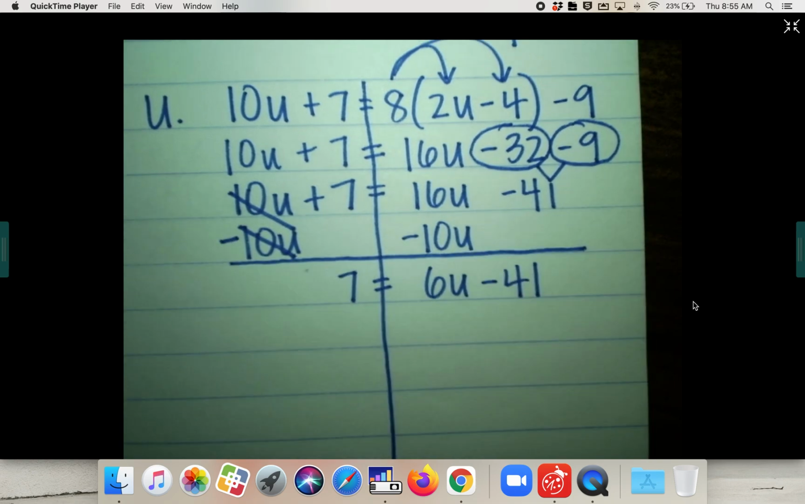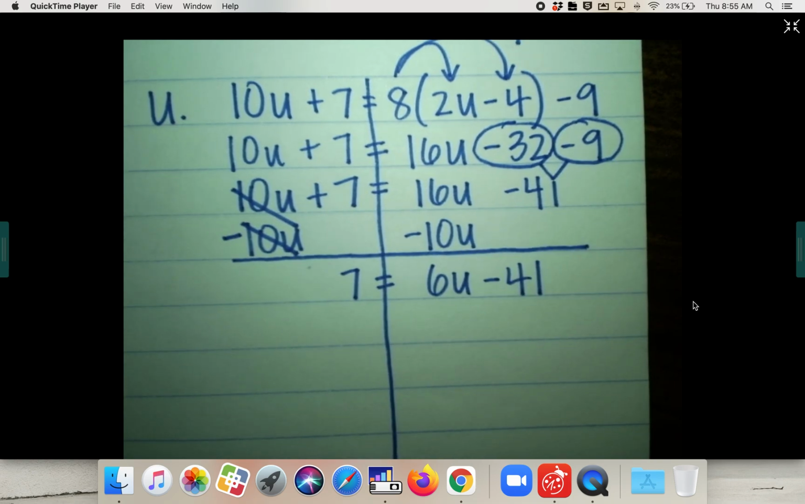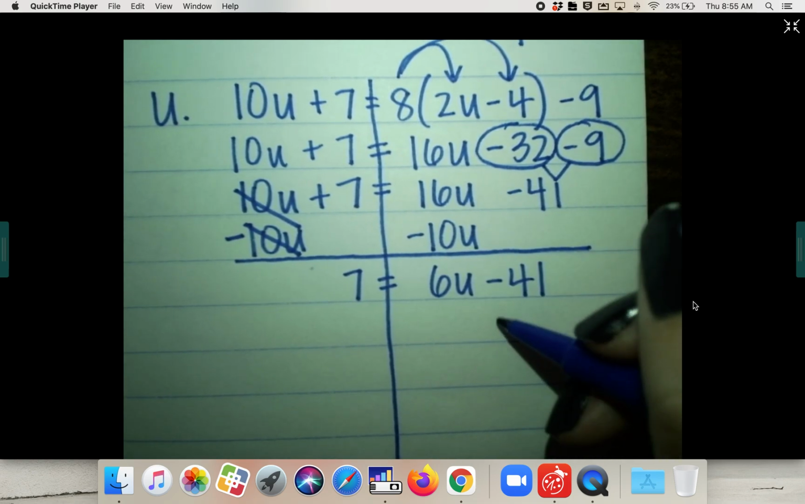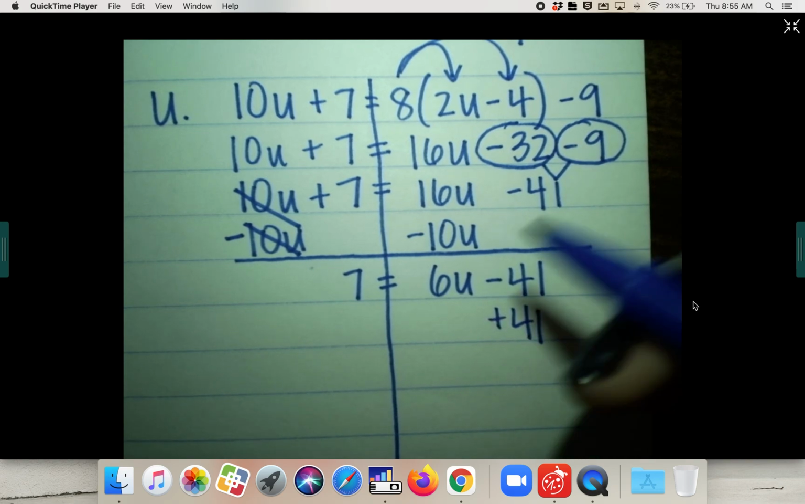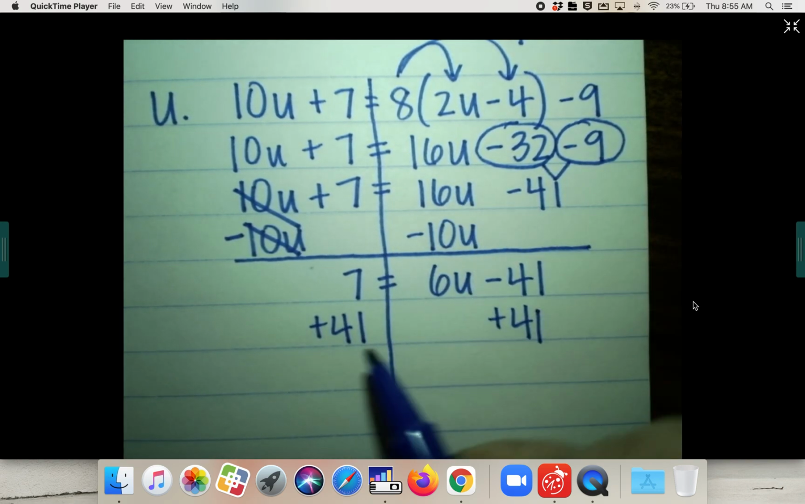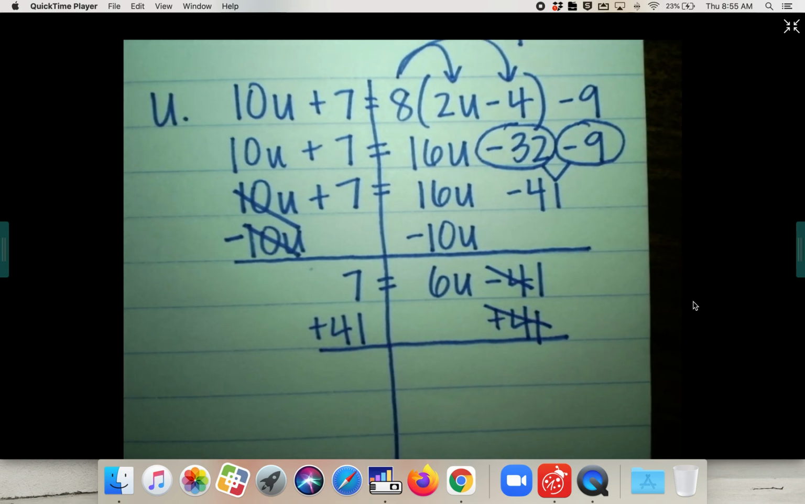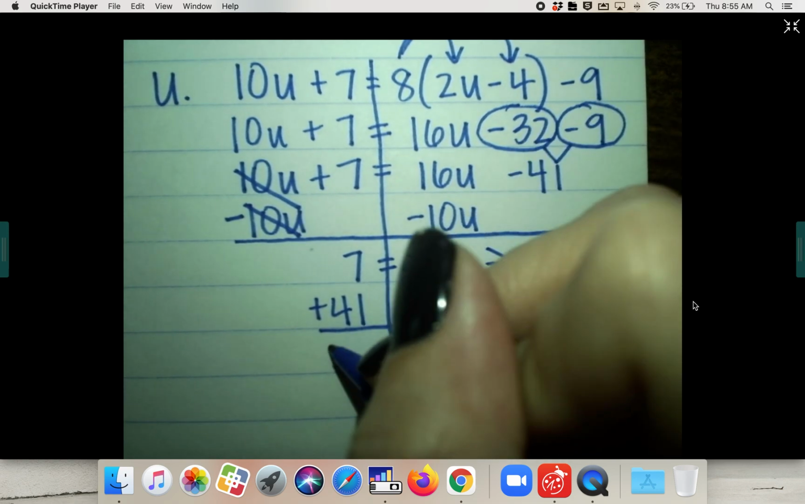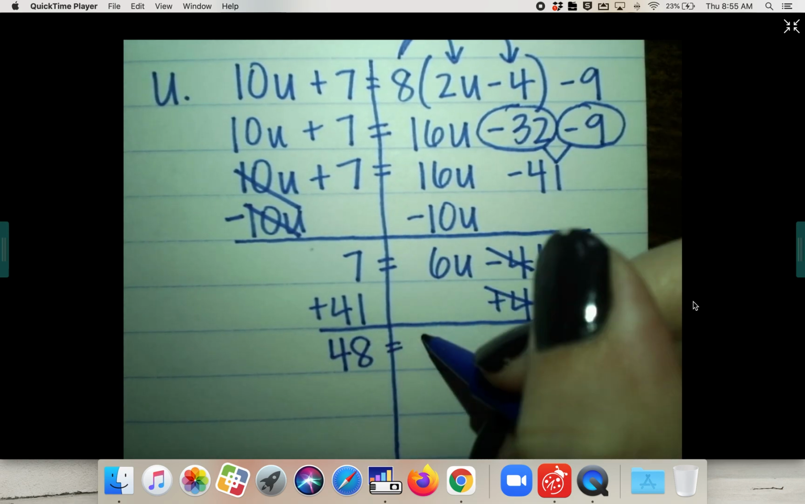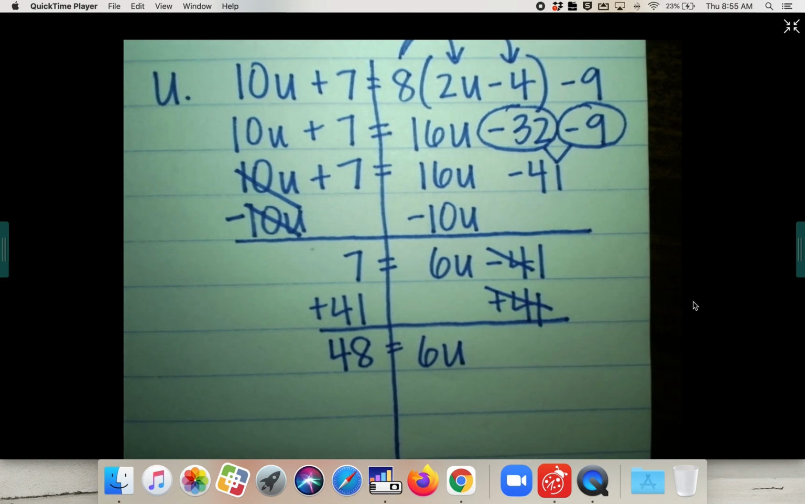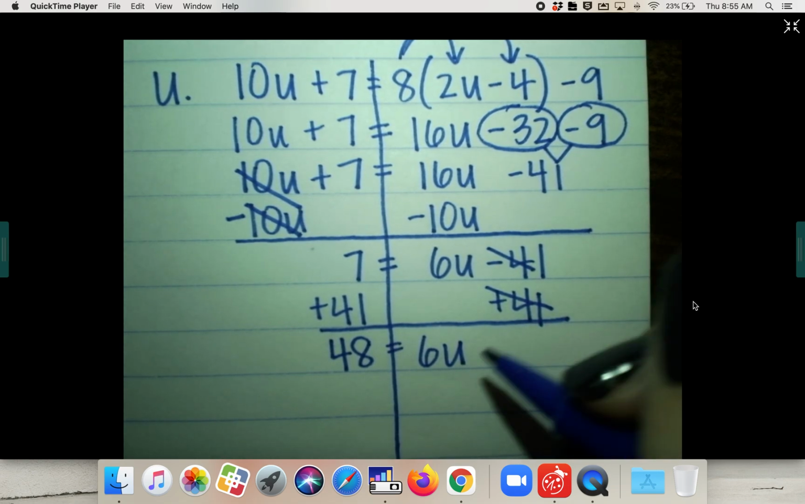All right, next step with our 7th grade level equation is we want to add 41 to both sides. Oh, he's saying never mind, he's not right. I'm glad you're checking your work as you go. 7 plus 41 is 48. Bring down your 6u over here. Divide both sides by 6.